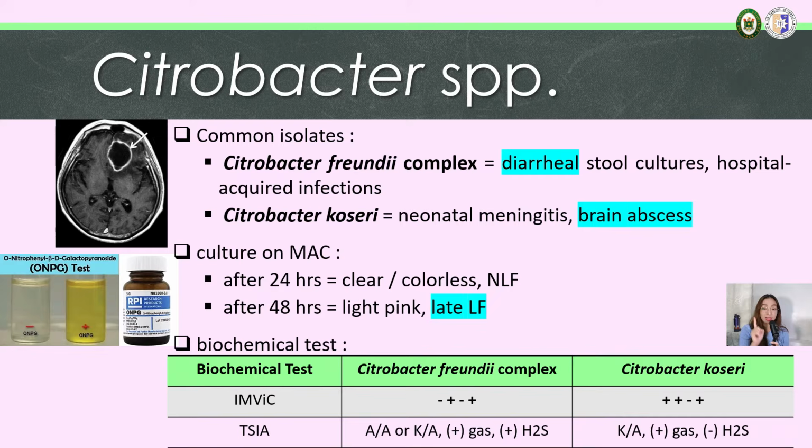Okay? Now, here are the other biochemical test results of Citrobacter freundii versus Citrobacter koseri. On IMViC, isa lang po ang pinagkaiba nila, and that is indole production. Let's repeat. Citrobacter freundii complex, it produces a negative, positive reaction wherein the indole is negative. But for Citrobacter koseri, its indole reaction is positive.